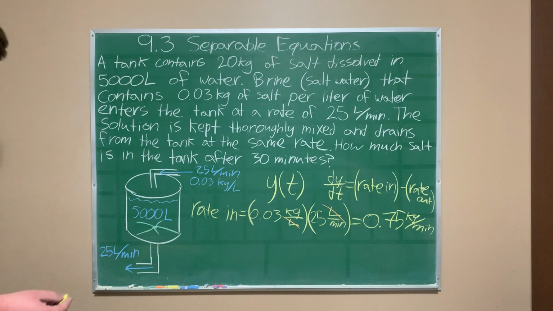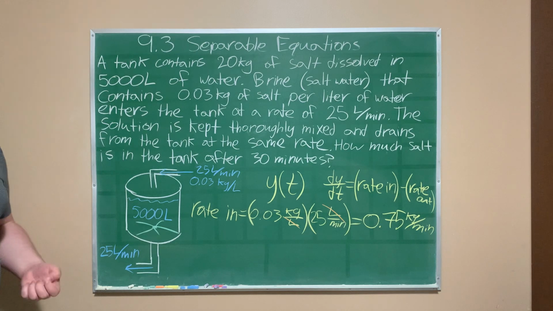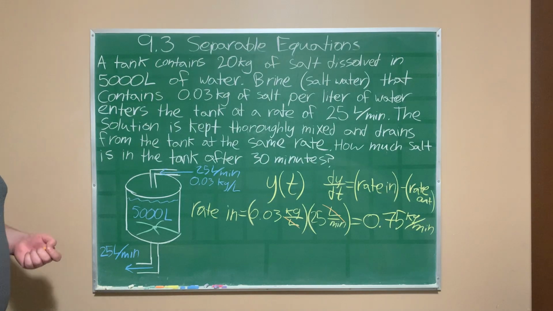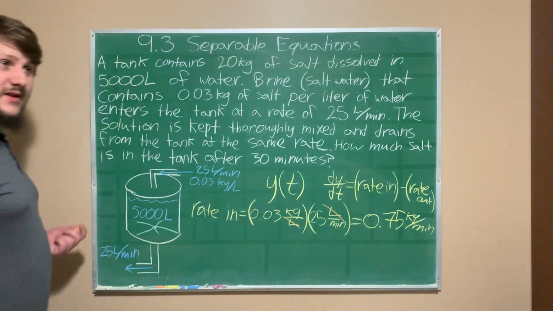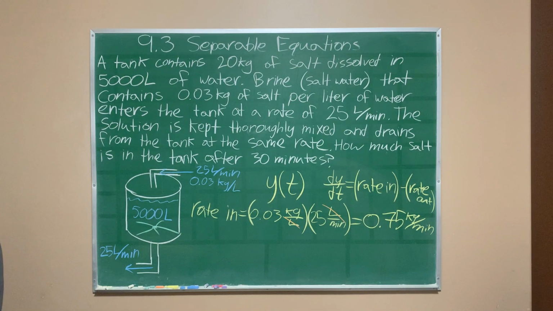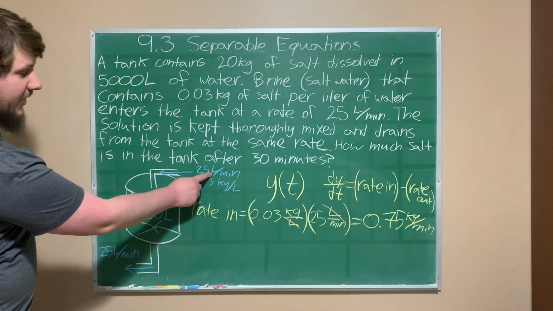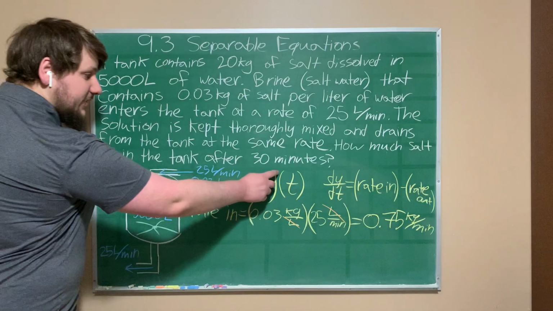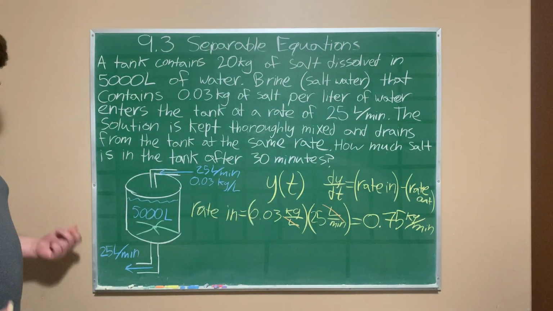All right, the rate out is going to be a little bit more tricky to figure out here because the water that's leaving is just leaving at whatever concentration is in the tank at any given time. Well, we know that y of t is the amount of salt in the tank, and there's going to be a constant amount of water in the tank. It's always going to be exactly 5,000 liters because every minute we have 25 liters in and 25 liters out. The total remains constant there. So the actual concentration of water leaving here is going to be the amount of salt in the tank, which is y of t, divided by the number of liters in the tank, which is 5,000.